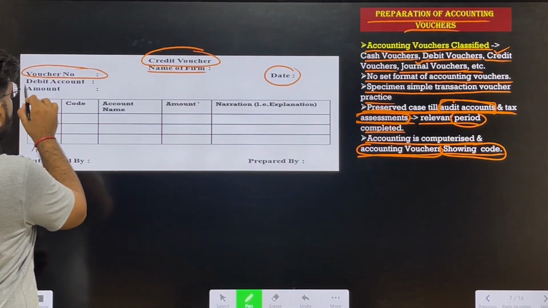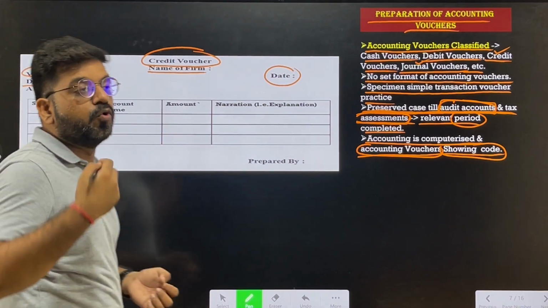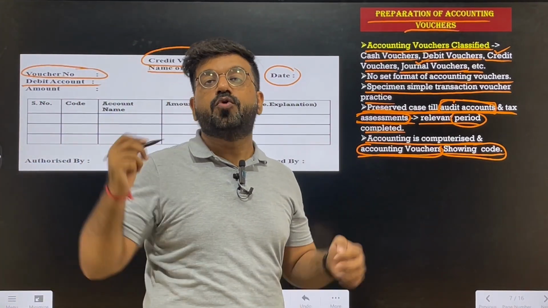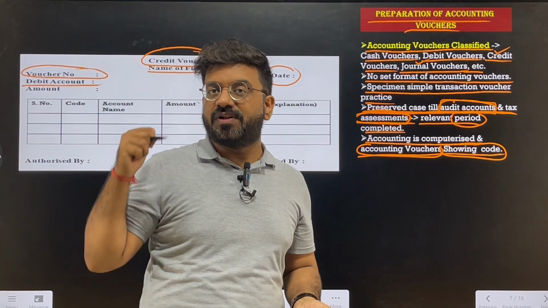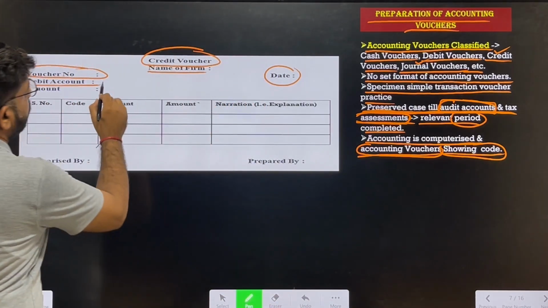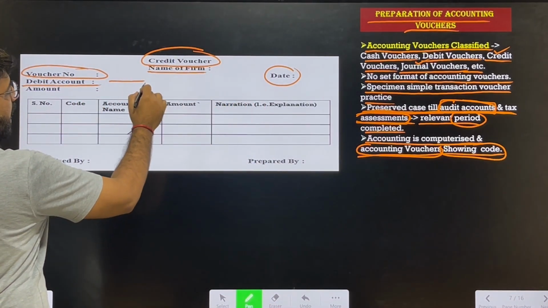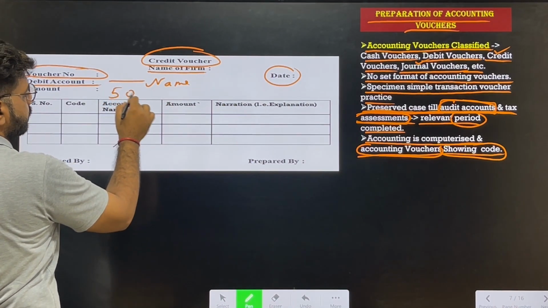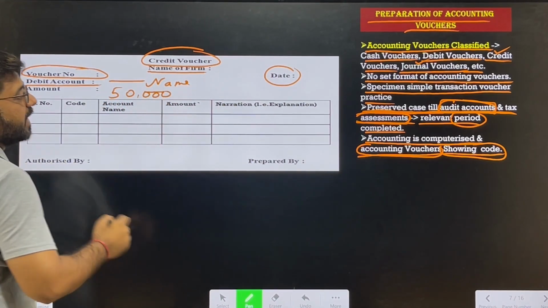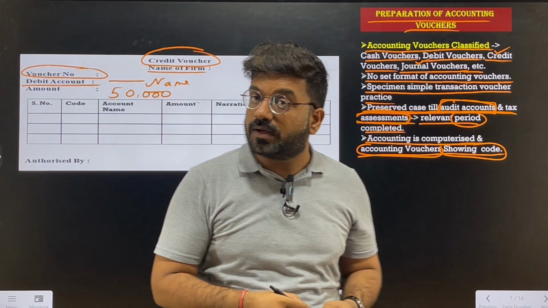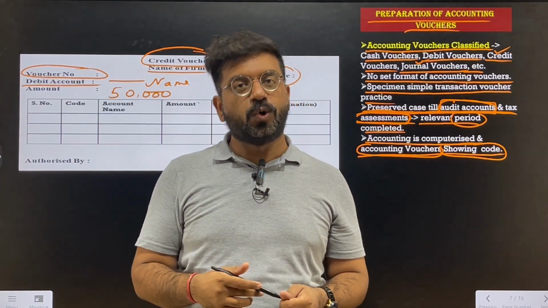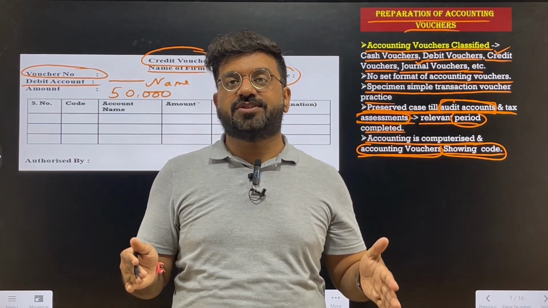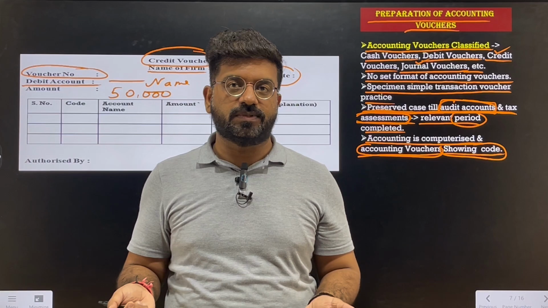Next, I will write the debit account, to whom, from whom I want the amount, to whom I owe the amount. This will be written, that is the name of that person. And apart from the name of that person, we will also write the amount. As I told you, the amount is the major part, major concern in the vouchers, because all the monetary transactions are only recorded in the books of accounts.